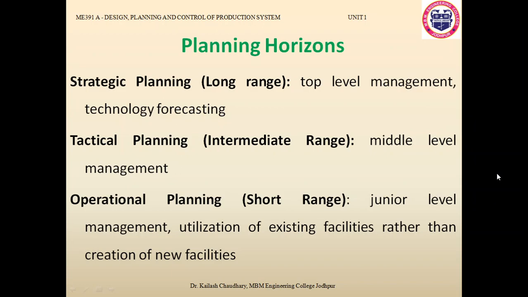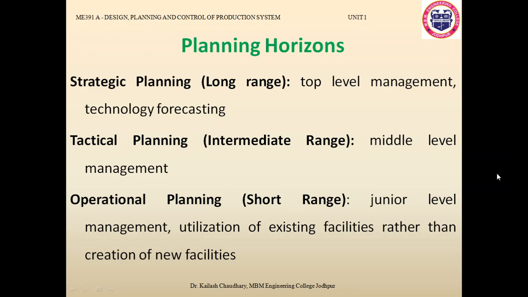As you can see on the screen, strategic planning, which is also a long range planning, is basically for top level management, because in this planning they decide on the technology forecasting, and they decide which kind of product they need to use for that purpose, what kind of technology, how much workforce, how much fund is required.